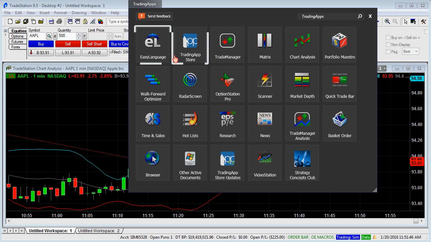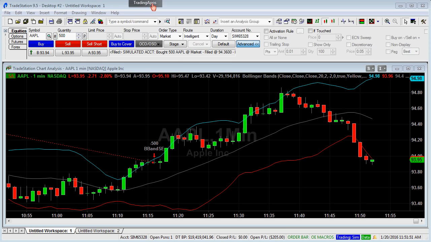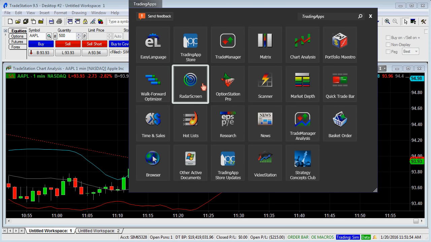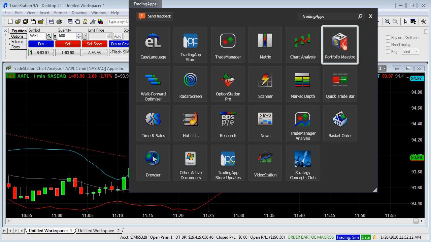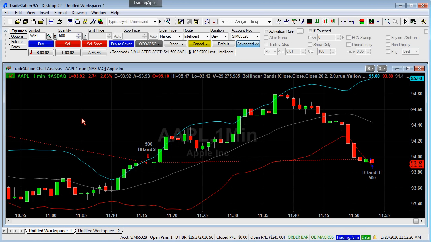When I go to my trading apps, I have a button called, let me come here again. It's right here called Portfolio Maestro. If you don't have it in your trading apps, it's probably because you haven't subscribed to it. There's an additional fee for Portfolio Maestro as there is for Radar Screen. But Portfolio Maestro is the tool that allows you to do the same back test that we did here, but on a group of stocks. Because sometimes, I've grabbed the 100 symbols that are part of the NASDAQ, and I apply the strategy to see which symbols work and which symbols don't.